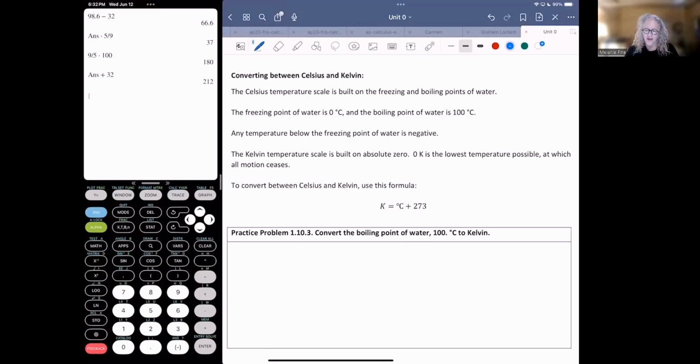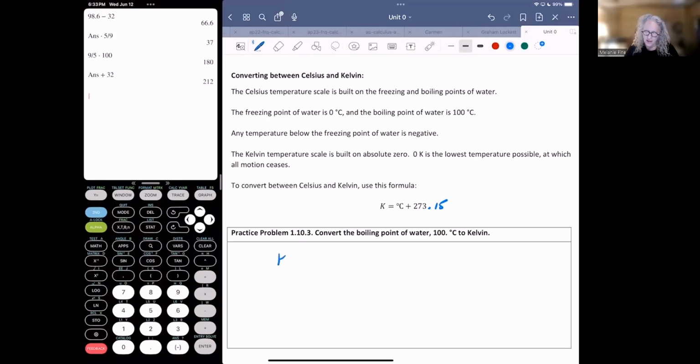Any temperature below 0 degrees Celsius, below the freezing point of water, is negative. The Kelvin scale, on the other hand, is built on absolute zero. 0 Kelvin is the lowest temperature possible at which all motion would cease and the world would cease to exist. I'm being dramatic here, but it's true. To convert between Celsius and Kelvin, we use this formula. Kelvin equals degrees Celsius plus 273. It's probably more precise to do 273.15, but that's just going to take you more time on an AP exam. So 273 is fine.